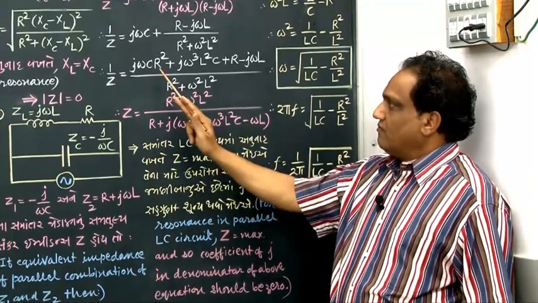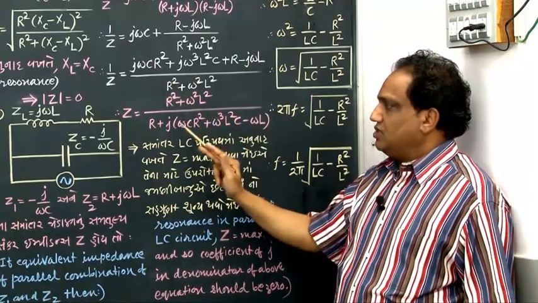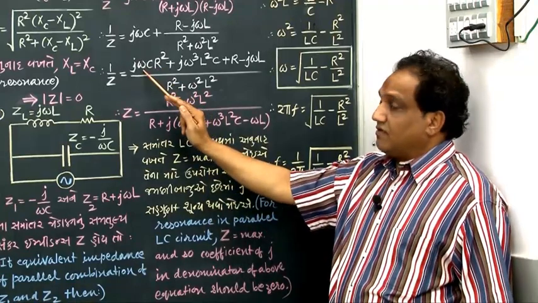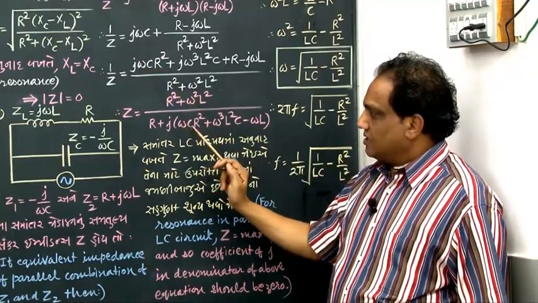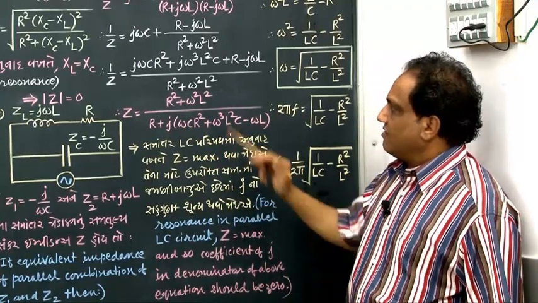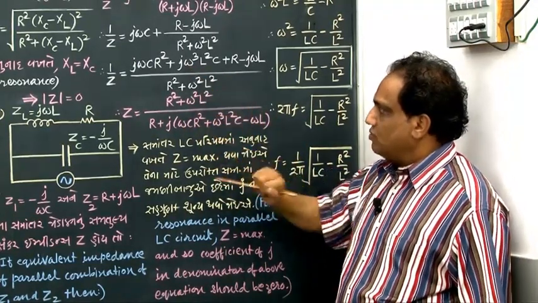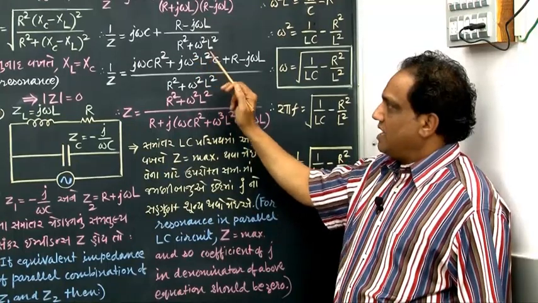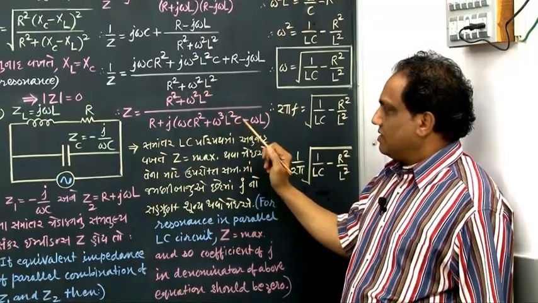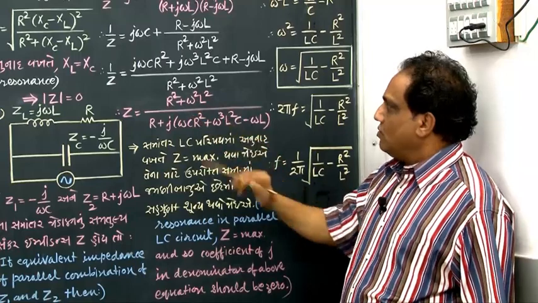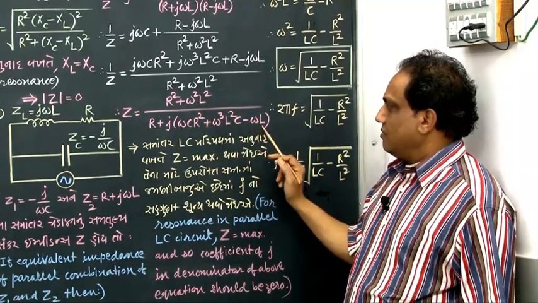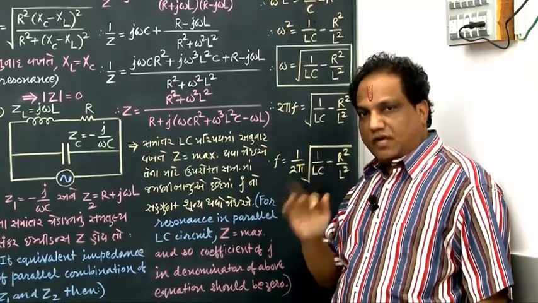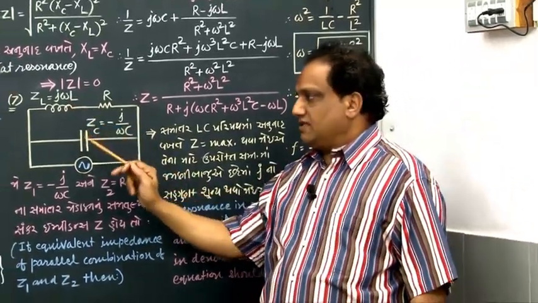Correct? Now from these three terms I am taking j outside. Left inside the bracket from here it is omega C R square. Left inside the bracket from here, when you take j out, is omega cube L square C. And because j you have taken out, left inside the bracket from here it is minus omega L. Correct?